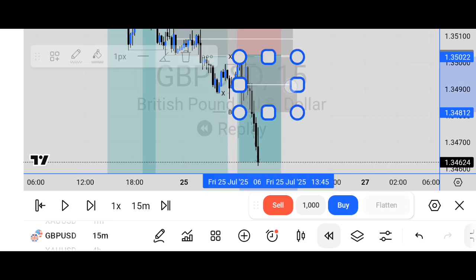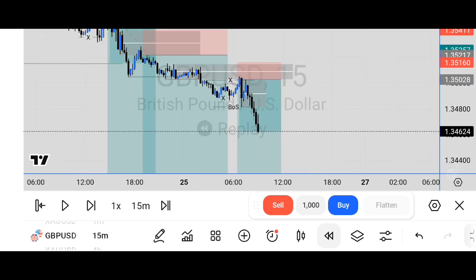So in the market, there is no need to be afraid or have fear of missing out. There are going to be multiple opportunities trading with this SMC strategy.